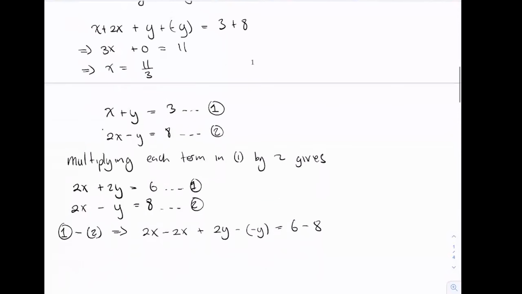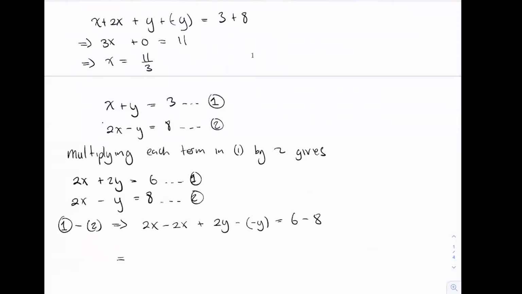Okay? So simplifying this gives us 2x minus 2x is 0 plus 2y minus y. Whenever we have two signs juxtaposed like this, we end up with a positive. Once a negative and a negative is juxtaposed, we end up with a positive. If a positive and a positive is juxtaposed, we end up with a positive. But if a negative and a positive sign are juxtaposed, then we end up with a negative.